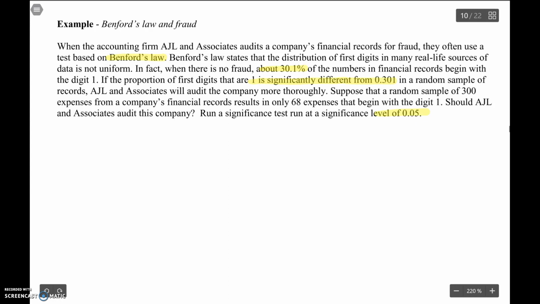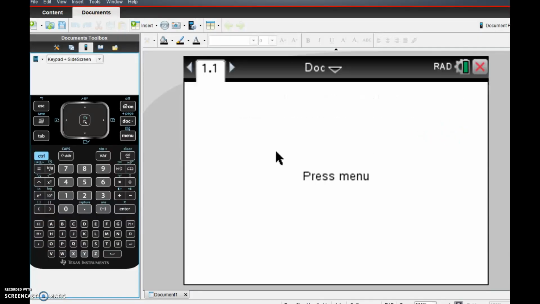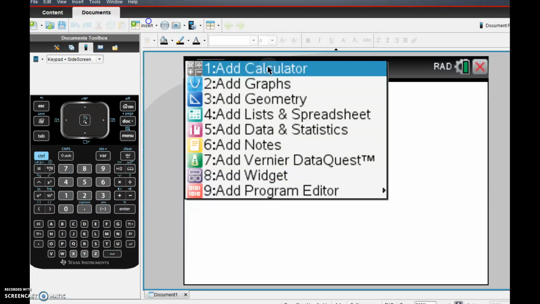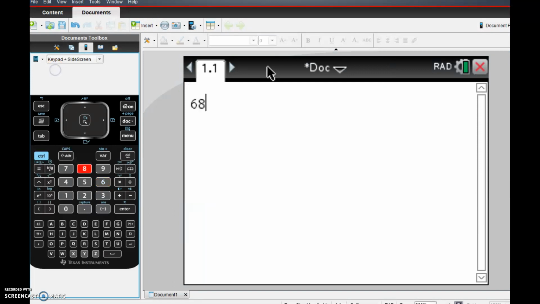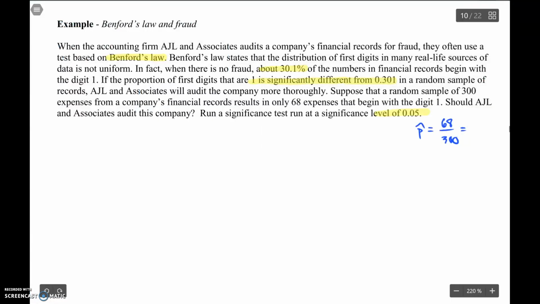All right, so first let's just see what kind of sample proportion they got. They got 68 out of 300 records. Let's see what that is. 68 out of 300. So that is 22.7%. So we were supposed to get 30% of the records start with 1 and only 22.7% start with 1.